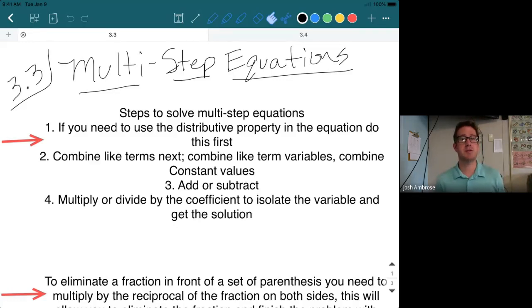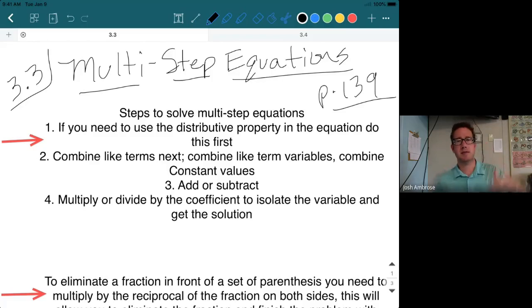So we are jumping into Section 3, Chapter 3. All right, so 3.3, titled Multi-Step Equations. Everybody have your textbooks open to page 139. All right, there we go.